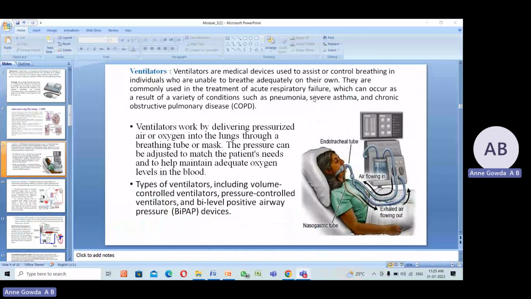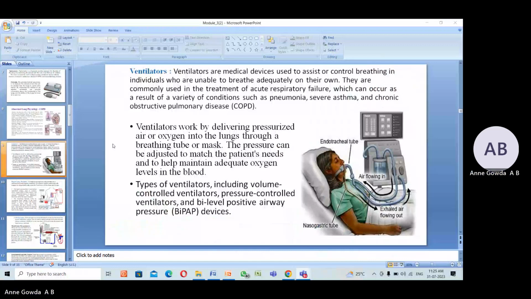So what are the main functions of these ventilators? They support the patients in the ICU if they are unable to breathe on their own, and if they have severe issues like pneumonia, severe asthma, and COPD. In those cases, ventilators come into the picture. Through the ventilators, oxygenated air will be sent and the deoxygenated air taken out. So this is about the ventilators.